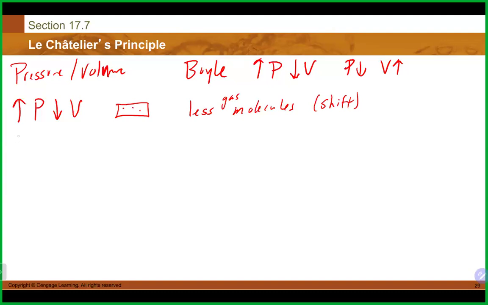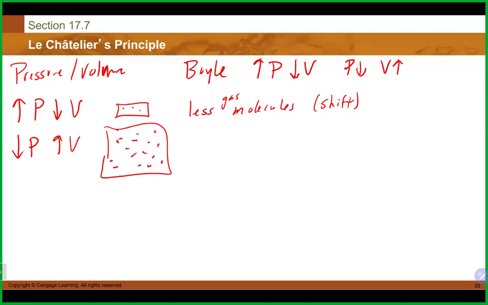The opposite is true. If we lower the pressure, that means our volume has increased, so now we have a much larger volume. The way to fill it is we need a lot more gas molecules. The reason for that is we have lowered the pressure, so we want to bring it back up. The only way to bring it back up in this really big volume is we need more gas molecules, because more gas molecules means more collisions, and that should help bring the pressure back up. So we go to the side with more gas molecules.